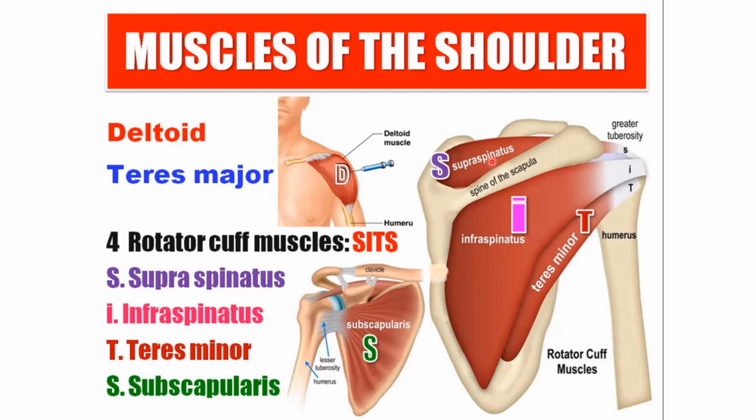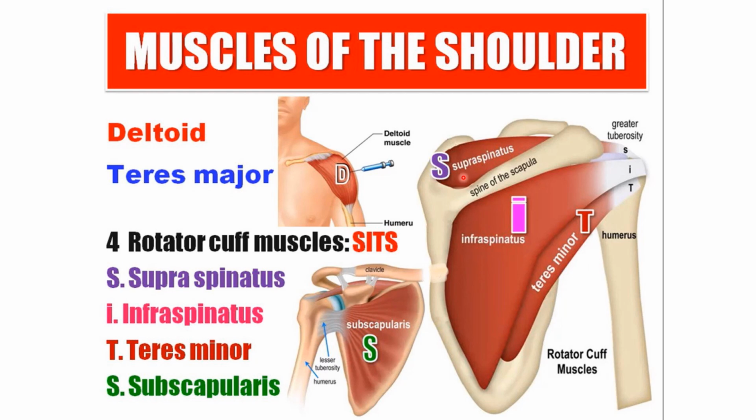Again, let's go over the muscles of the shoulder. There are 6 muscles of the shoulder: the deltoid muscle, the teres major muscle, which starts from here and then ends here, spanning from here all the way here. The muscle is not shown here. Then the 4 rotator cuff muscles: this is supraspinatus, this infraspinatus, this teres minor muscle, and this is subscapularis. Supraspinatus, infraspinatus, teres minor, and then subscapularis.